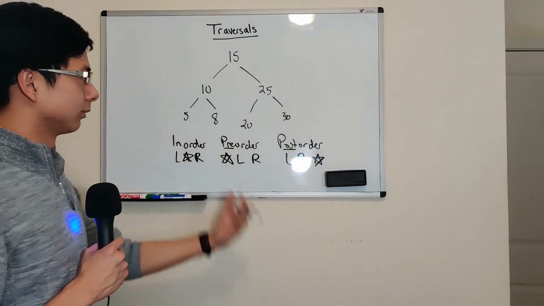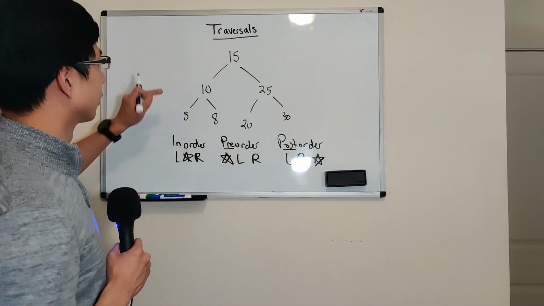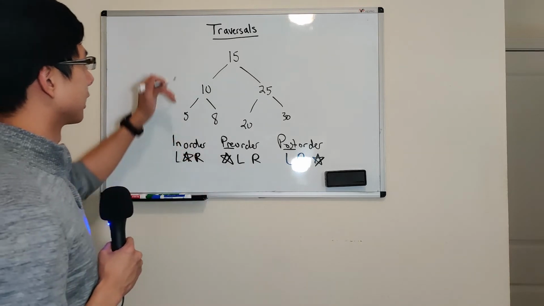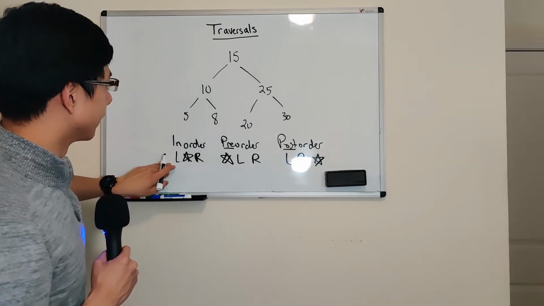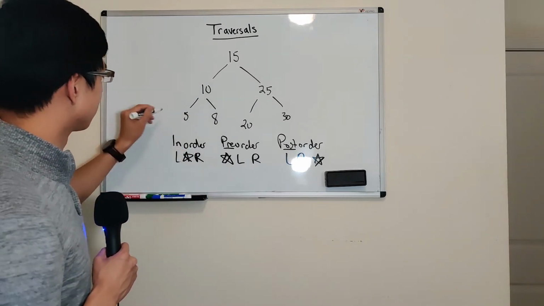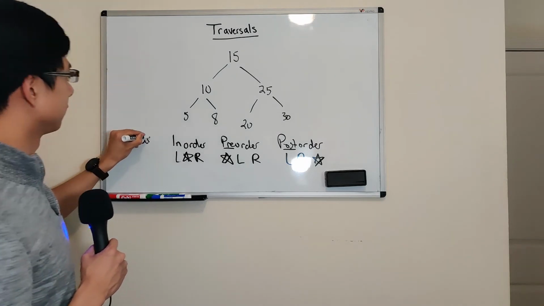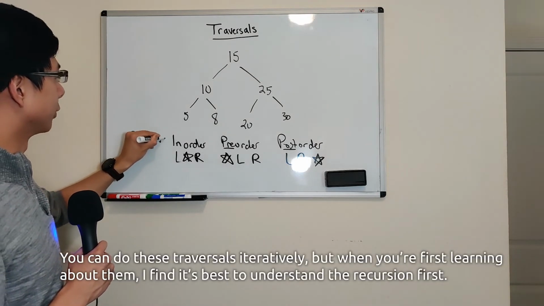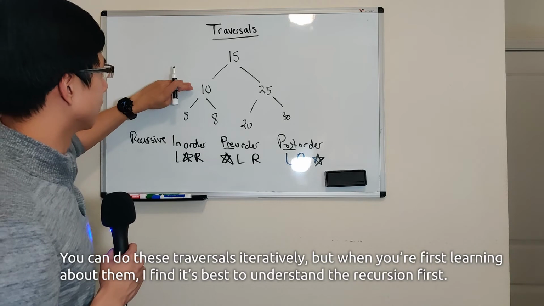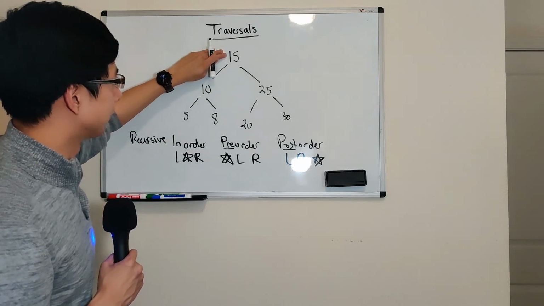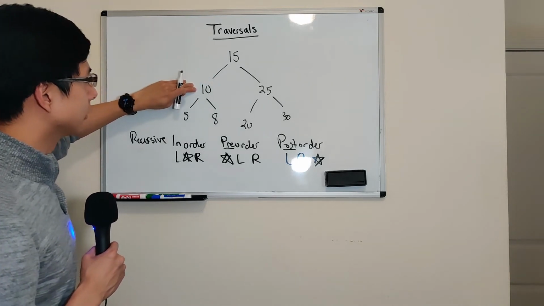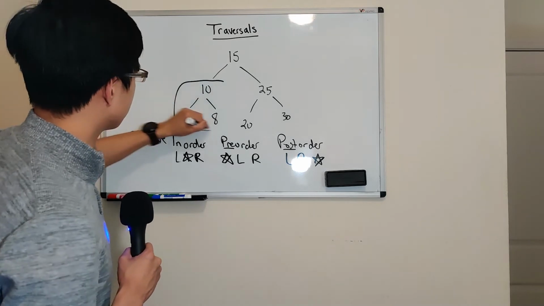Let's talk then about the specifics of the in-order. So in order to do an in-order traversal, all you have to do is say, I'm going to do an in-order traversal of the left. So these are all recursive. I'll write that again. Recursive. But I'm going to do an in-order traversal of the left. So if I want to do one here, let's start at 15. I do an in-order traversal of the left child. So I do an in-order of this.